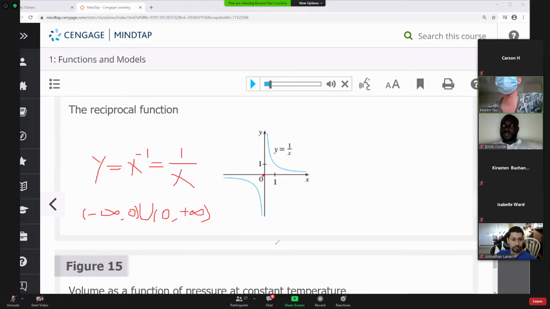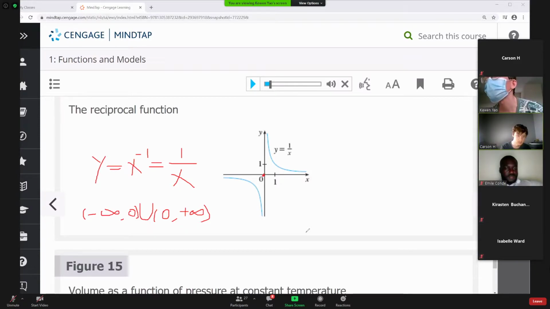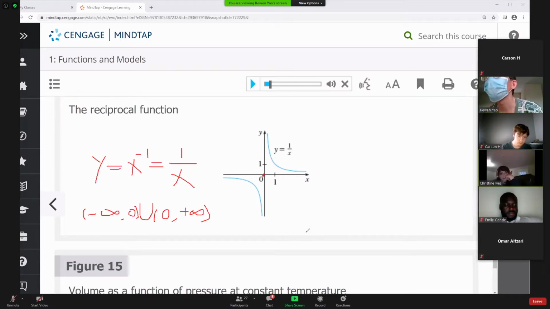Now you can see the picture is this. Is it an even function or an odd function? Look at the picture, you can see it very clearly. Odd. Why is it an odd function? Because it's reflected over its origin.